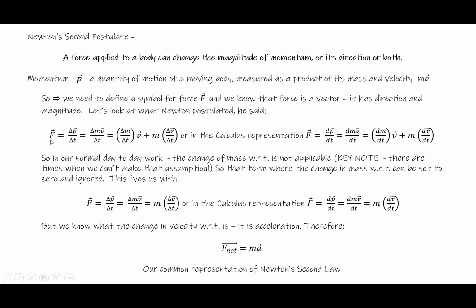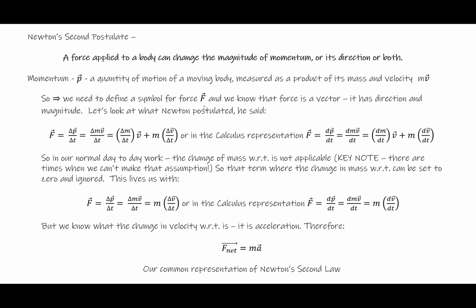So let's define momentum, and we're going to start playing with momentum later on in the semester. But I really want to define it right now because momentum, and we usually use the letter P, is a vector quantity. It has direction. It's a quantity of motion measured as a product of its mass times its velocity. All right? It's mass times its velocity. So we're going to define our symbol for force, and we're going to use F. It's a vector, okay? It's going to have direction and magnitude.